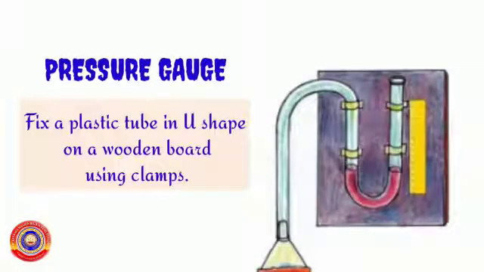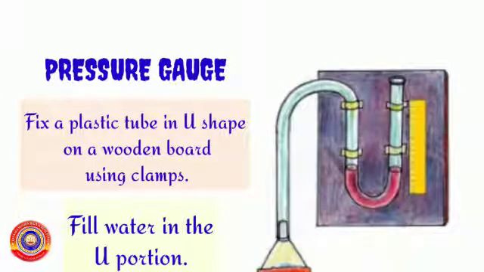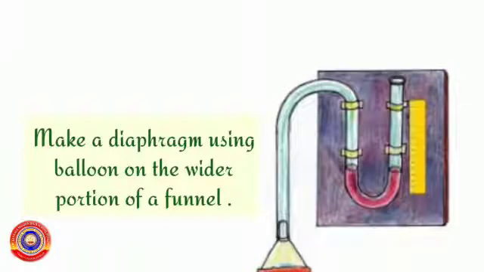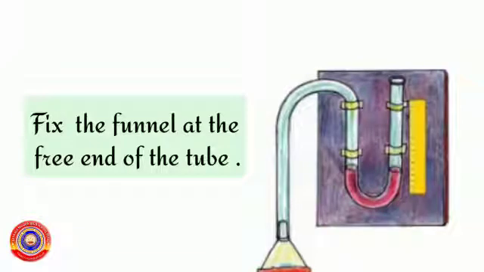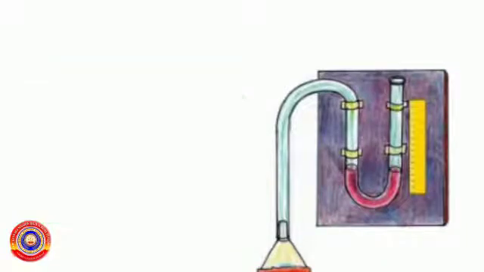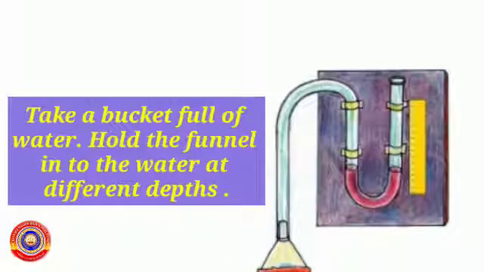Fix a plastic tube in U shape on a wooden board using clamps. Fill water in the U portion. Make a diaphragm using a balloon on the wider portion of a funnel. Fix the funnel at the free end of the tube as shown here. Fix the ruler on the board. How does this work?